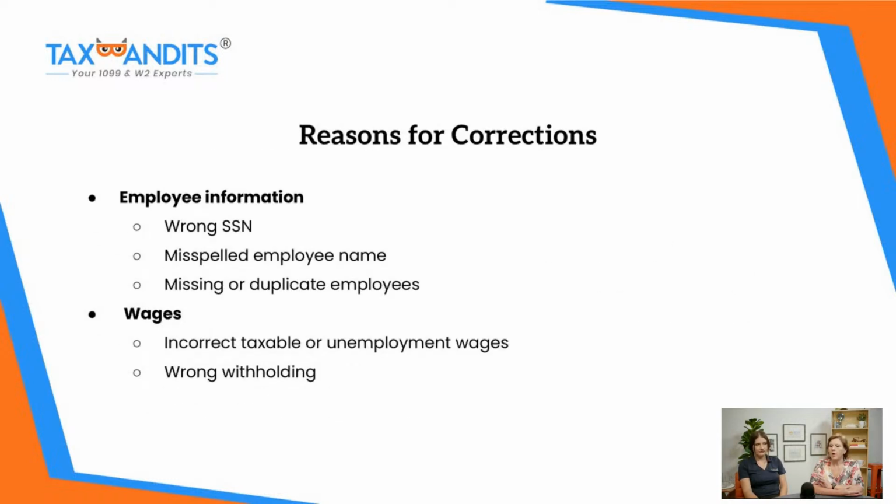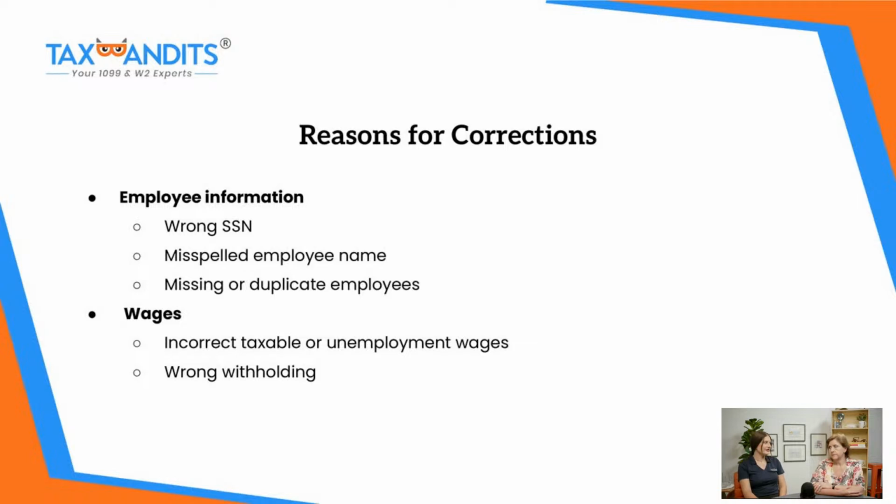Now let's talk about why corrections may be needed. Some of the most common issues involve employee information such as the incorrect social security number, a misspelled employee's name, missing employee, and a duplicate employee. We also have seen wage-related errors, including incorrect taxable wages, incorrect unemployment wages, and incorrect state withholdings.